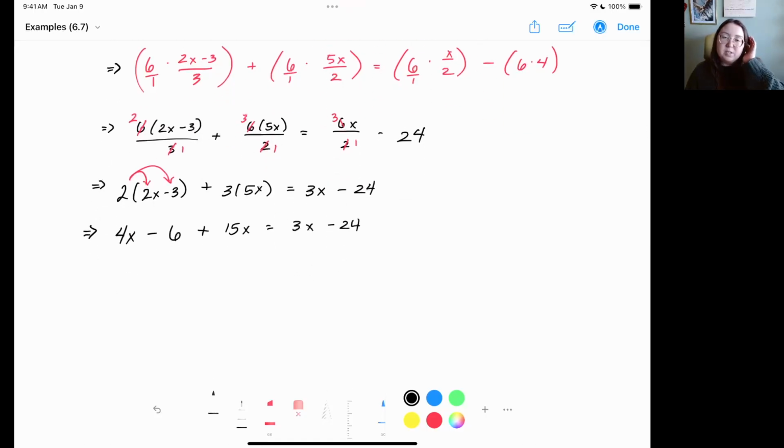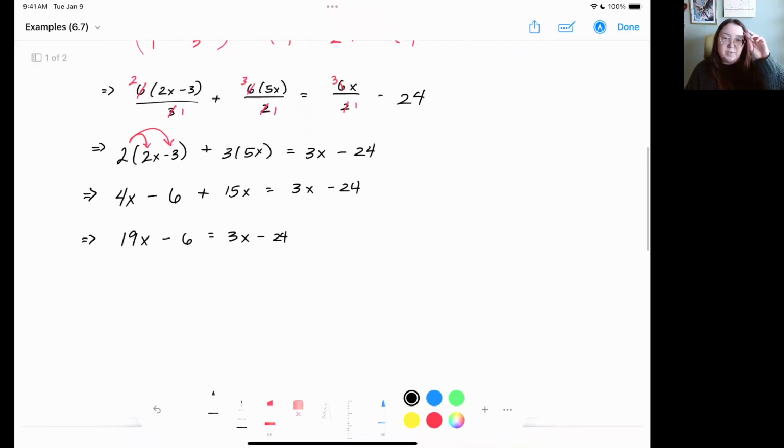So now we want to take our step 2 here and combine our like terms on the same side. On this side, our like terms are 4x and 15x, so we'll go ahead and combine those. 4x plus 15x is going to be 19x, and this is minus 6 is equal to 3x minus 24.